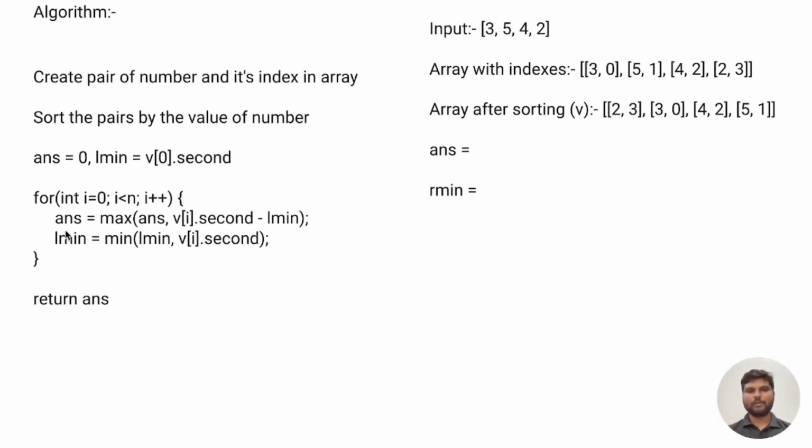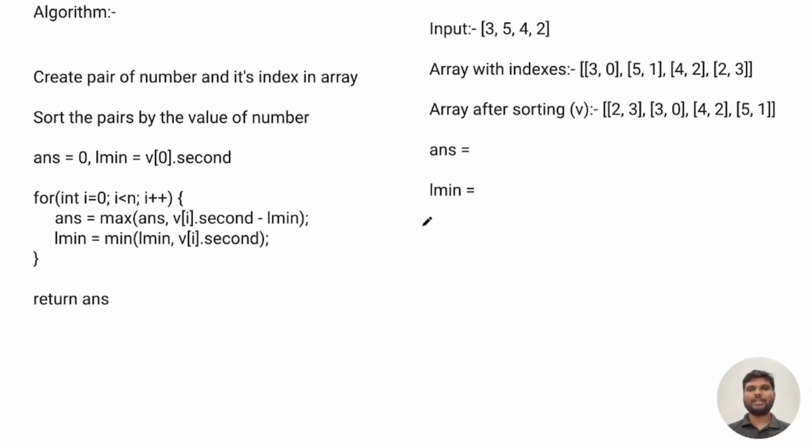After that we have written a for loop which will go over each of the elements. In this for loop we assign answer the maximum of answer and vi dot second minus lmin. So this is the current element's index in consideration, and this is the minimum value of i that we have found so far. Then we assign lmin the minimum of lmin and the current element's index, and at the end we just return the answer.